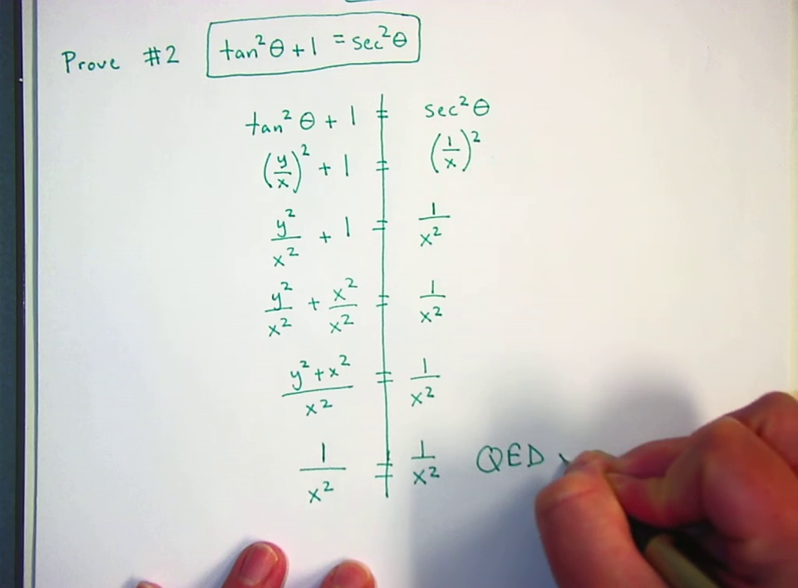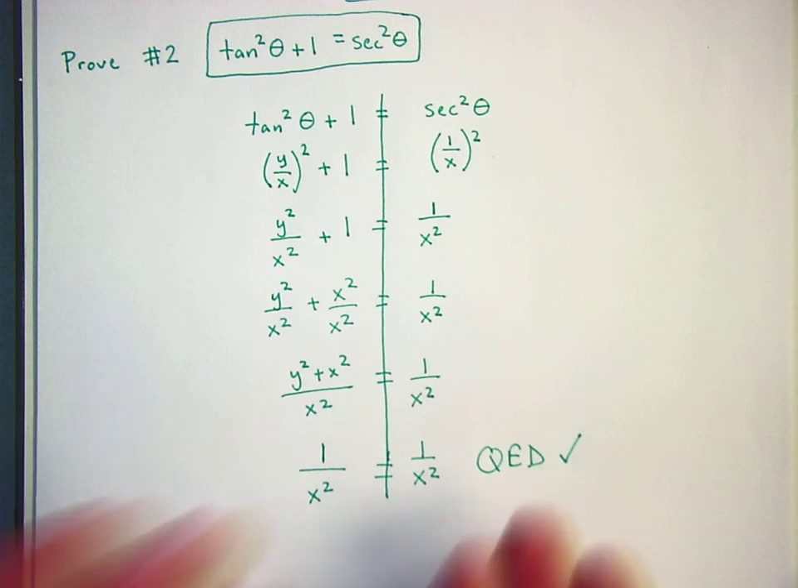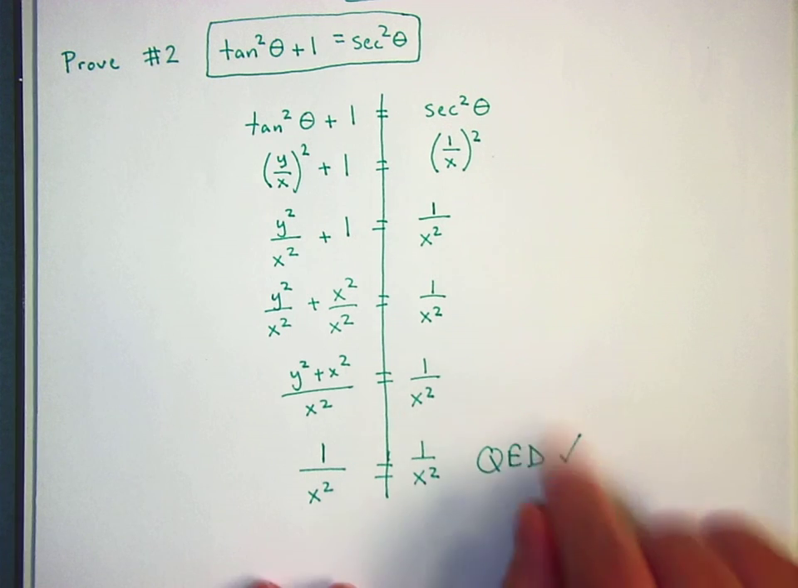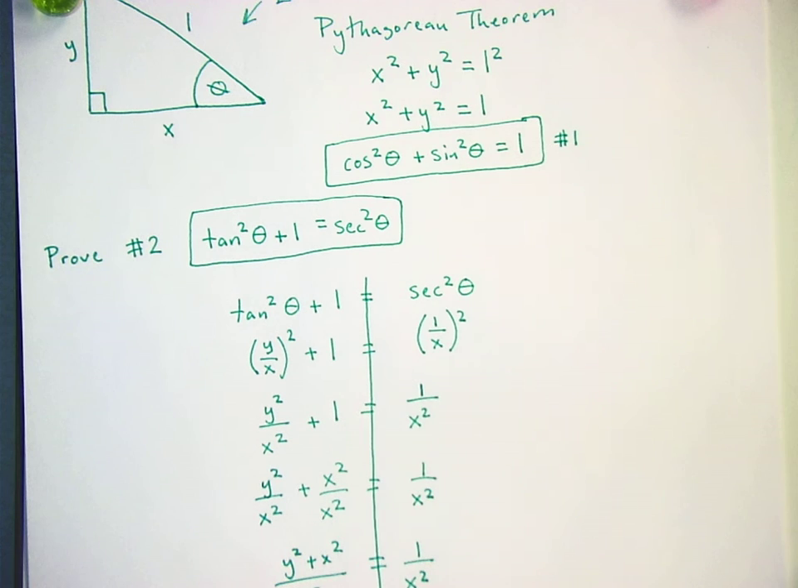When mathematicians prove something, they usually write QED. I have to look up what that means. It's Latin. What does QED mean? It means quod erat demonstratum, which basically means that which was to be proven. So we proved it. You can say QED, put a little check mark, very satisfying. And that is the second Pythagorean identity that we'll be using.